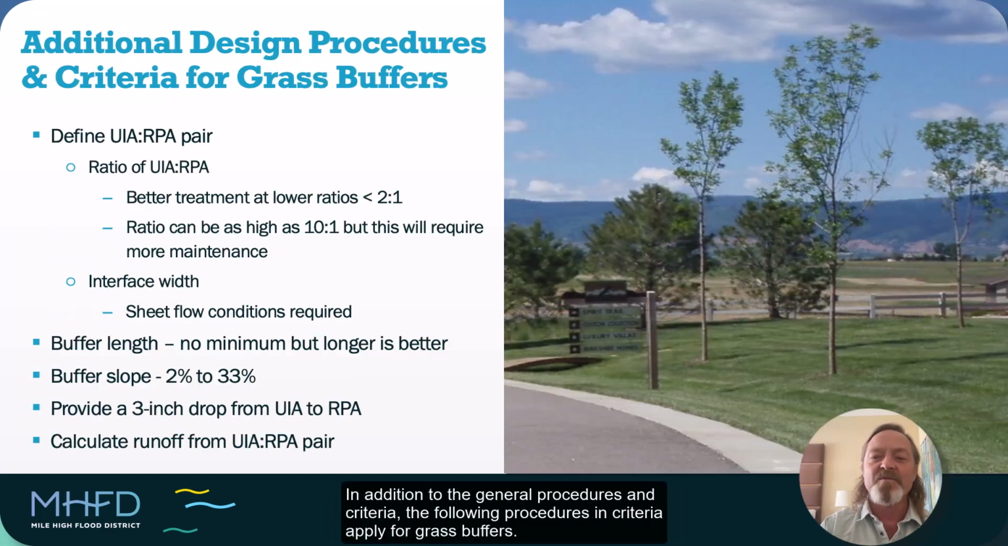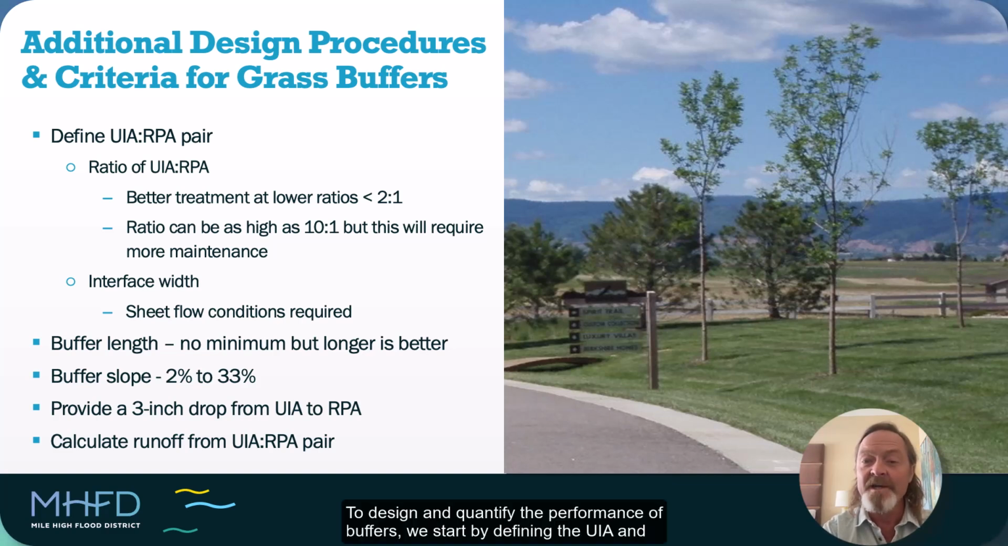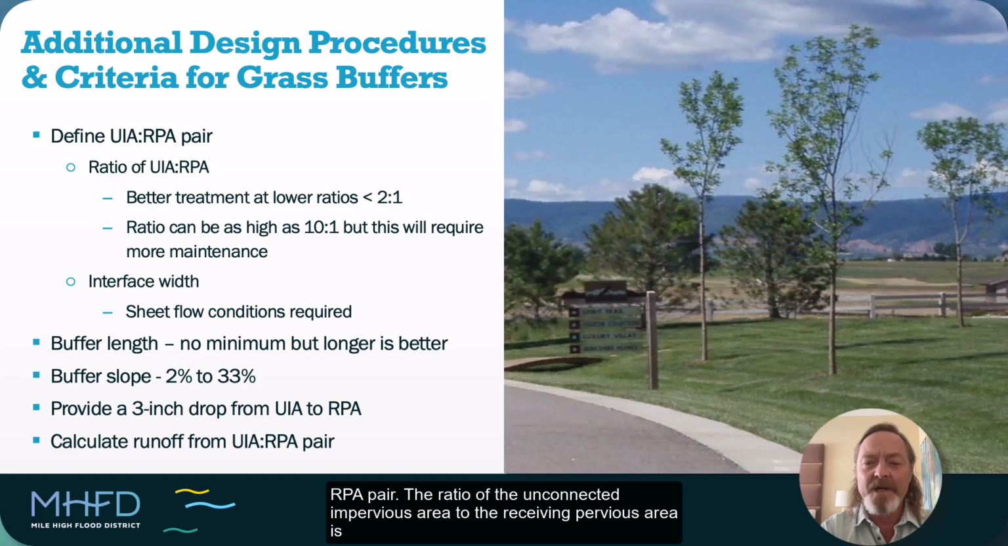In addition to the general procedures and criteria, the following procedures and criteria apply for grass buffers. To design and quantify the performance of buffers, we start by defining the UIA and RPA pair. The ratio of the unconnected impervious area to the receiving pervious area is a critical design parameter.